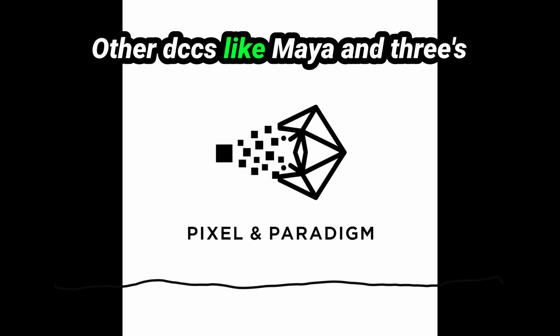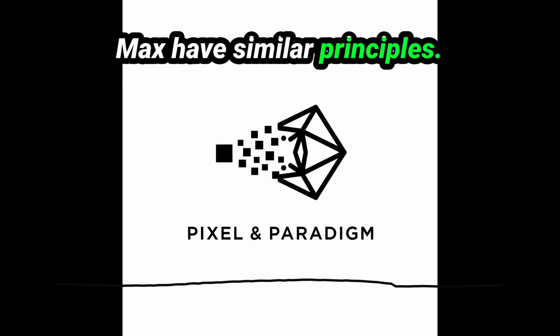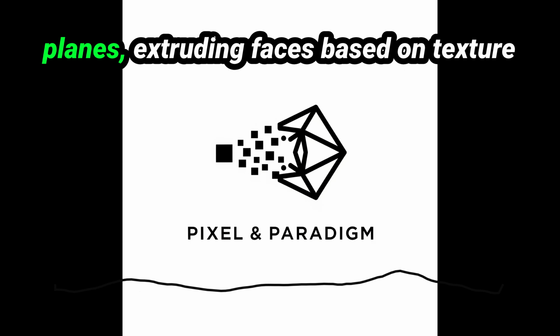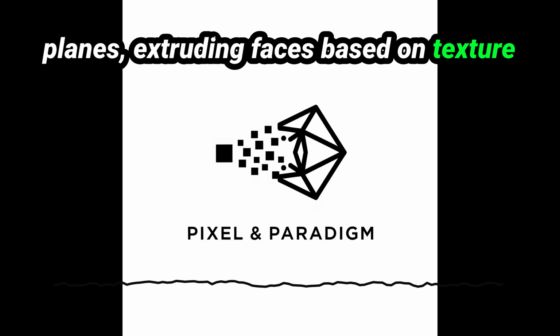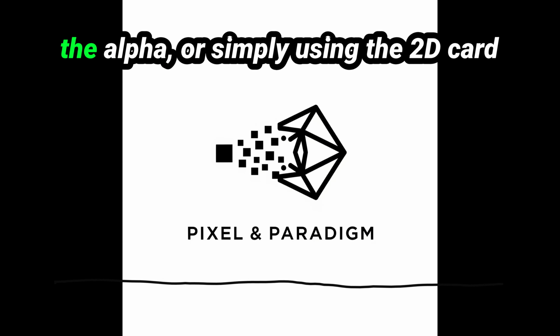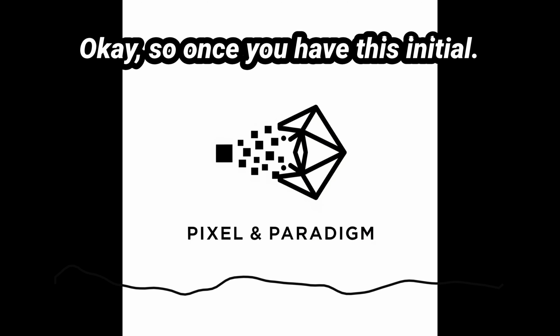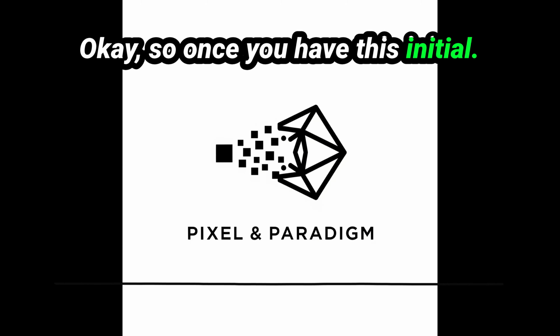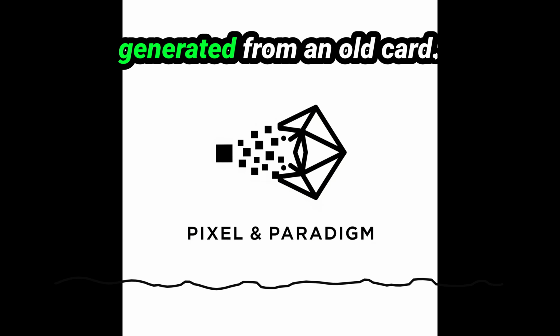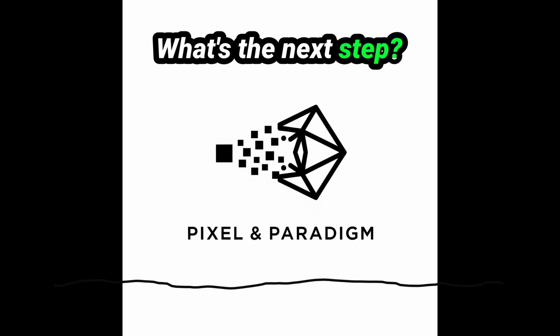Other DCCs, like Maya and 3ds Max, have similar principles you can use. Displacement mapping on planes, extruding faces based on texture selections or vertex colors derived from the alpha, or simply using the 2D card image as a visual blueprint to manually model the 3D shape underneath it. Okay, so once you have this initial, maybe somewhat rough 3D mesh generated from an old card, what's the next step? Is it ready to go?